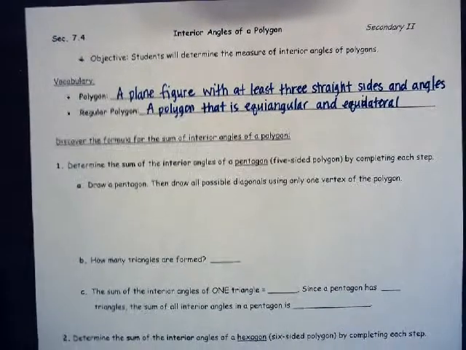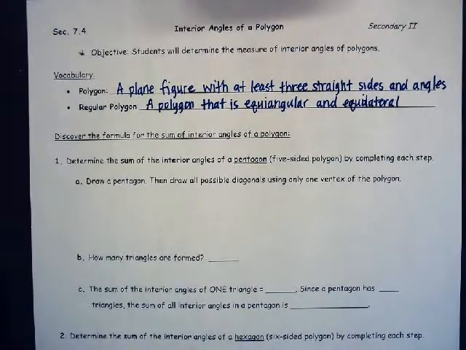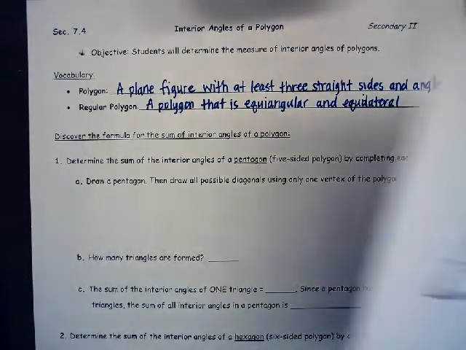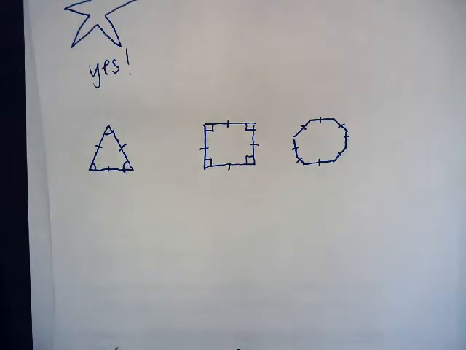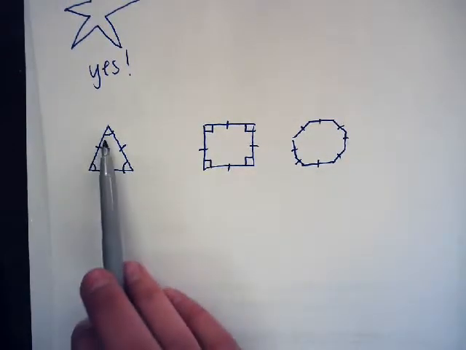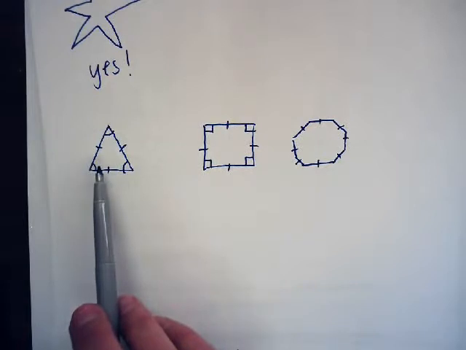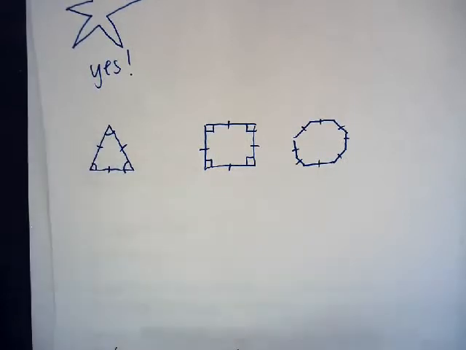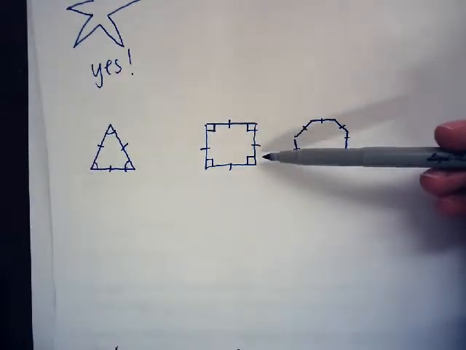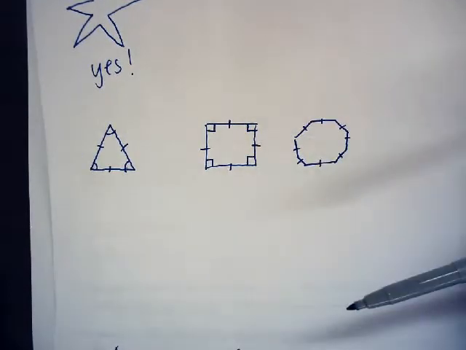Okay, a regular polygon is a polygon that is equiangular, that's a hard word to say, and equilateral. So equiangular means that all the angles are the same, and equilateral means that all the sides are the same. If we look at these pictures right here, we've got a triangle with all 3 sides the same, and all 3 angles the same. Same with a square. It's the definition of a square, right? All the sides are the same length, all the angles are 90 degrees.